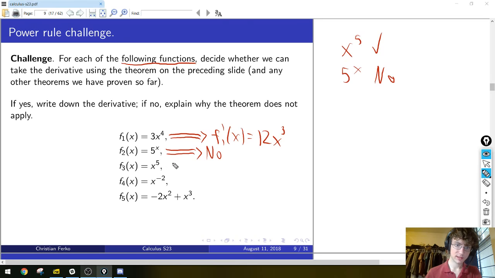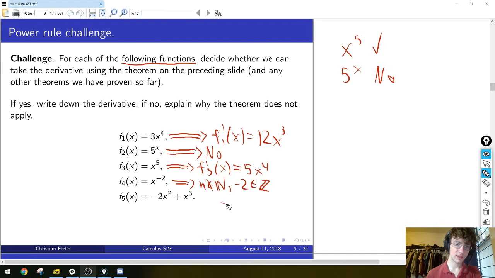Good. Okay, I've already told you, accidentally, that we can do this one, so what's the derivative of this one? Yes, 5x to the fourth. Good. How about this one? Can we take the derivative of x to the power minus 2? Our n equals -2 is not a natural number, so no. Good, yeah. We only proved this was true for positive integers. Here, -2 is in the integers, but not in the naturals.